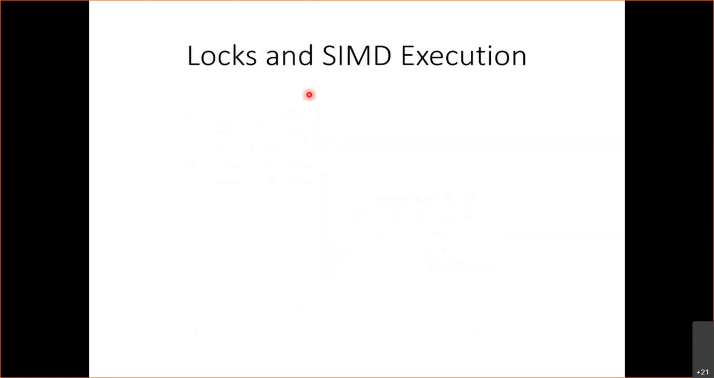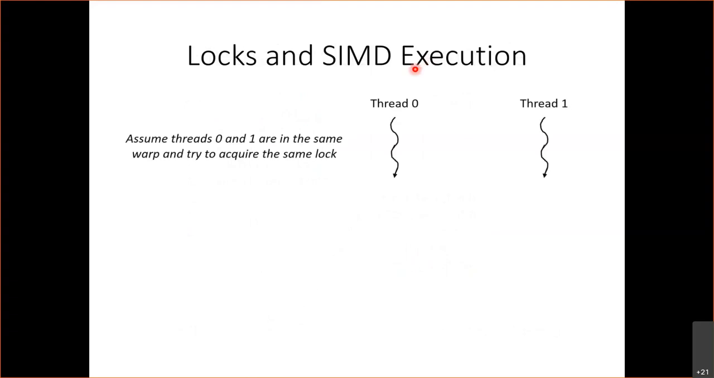So locks and SIMD execution. Let's assume that threads 0 and 1 are in the same warp, and both threads 0 and 1 try to acquire the same lock. So we have this code over here: mutex lock, then old equals bins of B, and then et cetera, because the plus plus bins of B had multiple operations, and then we have mutex unlock.